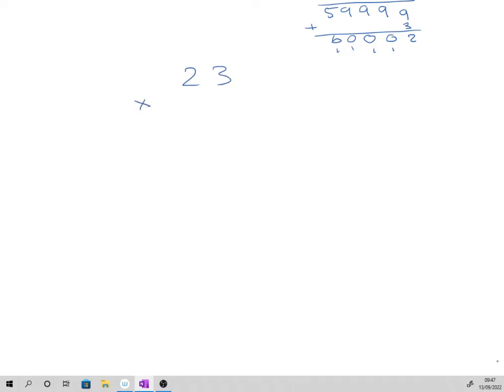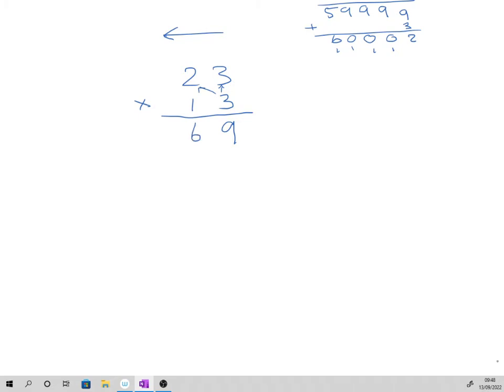23 times 13. So you start from the right hand side again, and you're going to multiply by the 3 first. Every number at the top multiply by 3. Then you're going to multiply by this number 1, which really is a 10, because 10 and 3 make 13. So you do 3 times 3 is 9, and put your answer underneath there. Then you do 3 times 2 is 6.